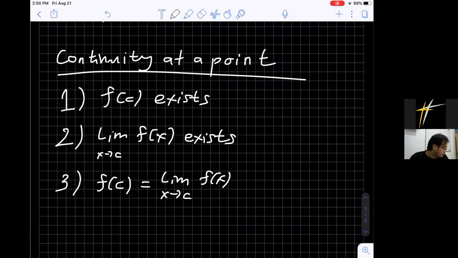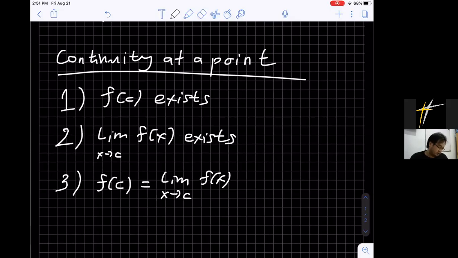Like the B example, actually for B, it's not continuous because number 1 and number 3 are broken. For C, f(c) exists, the limit exists, but they're not equal, so number 3 is not satisfied. For D, f(c) exists, but the limit doesn't exist, so of course number 3 is also not satisfied. For E, it's not continuous because f(c) doesn't exist.